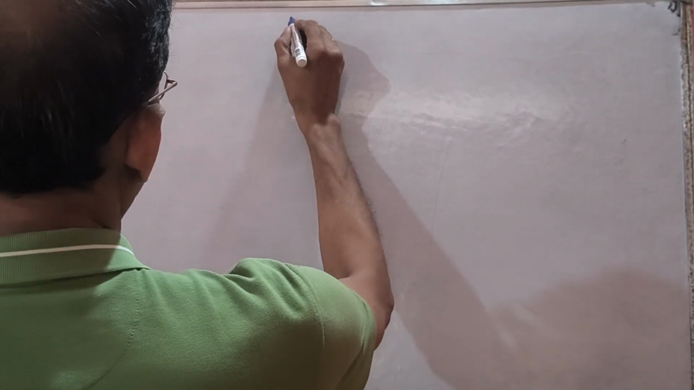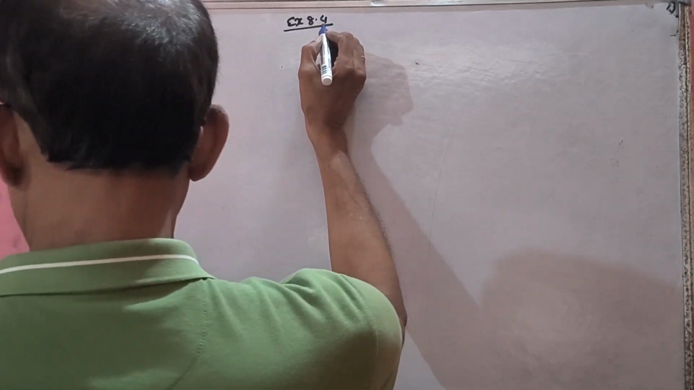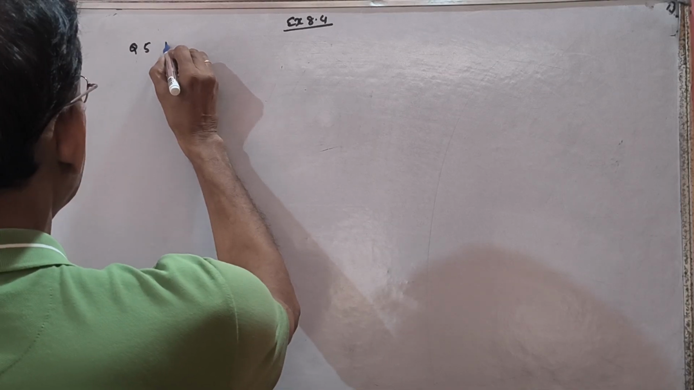How are you? We are doing trigonometry of class 10, exercise 8.4. I have done till question number 5, part 2 perhaps in the previous class. So today we will start the next one, question number 5, part 3. So start now. Exercise 8.4, trigonometry, question number 5, part 3.